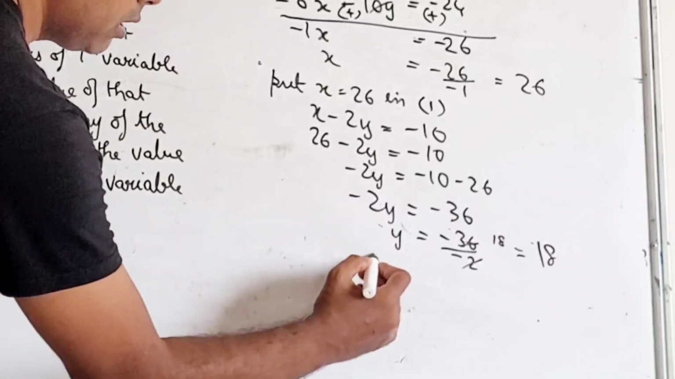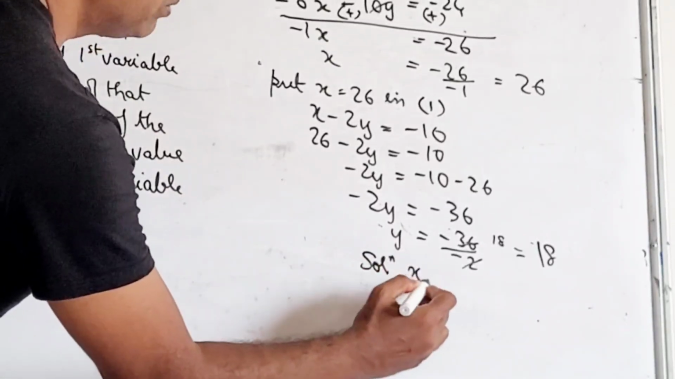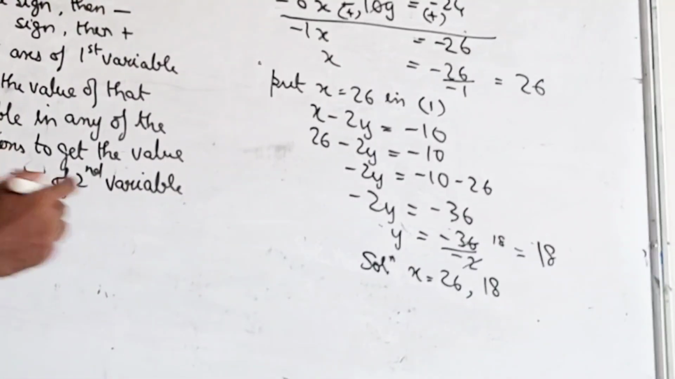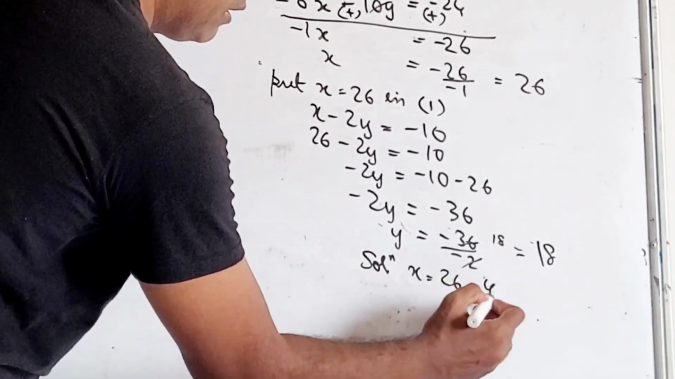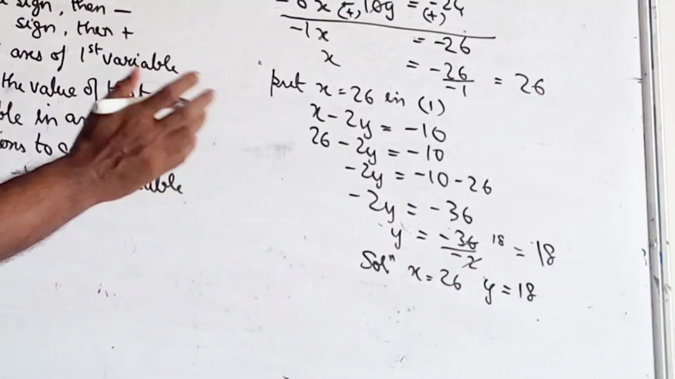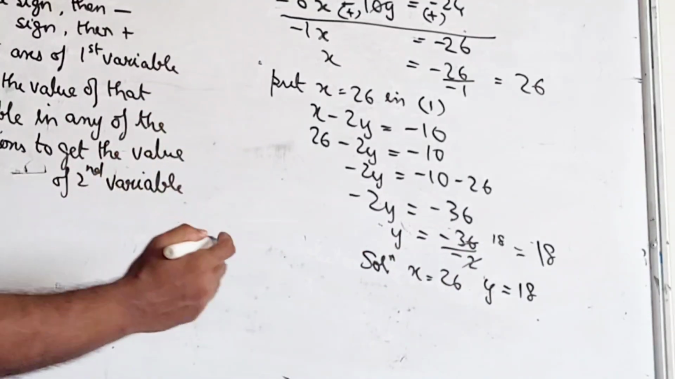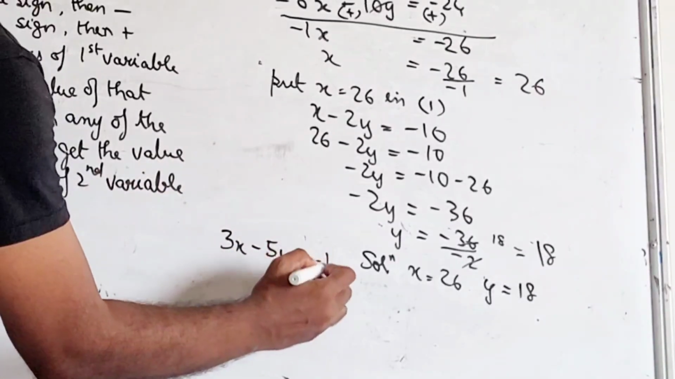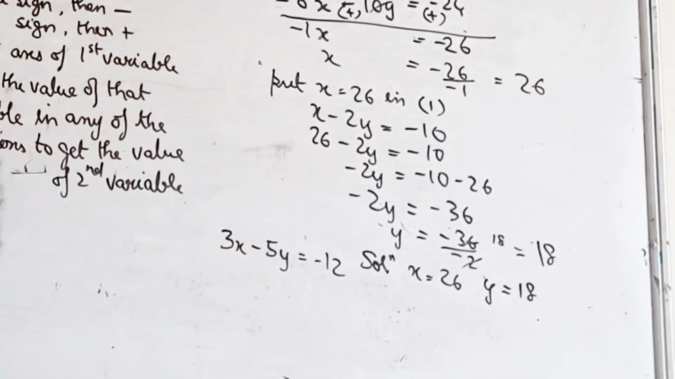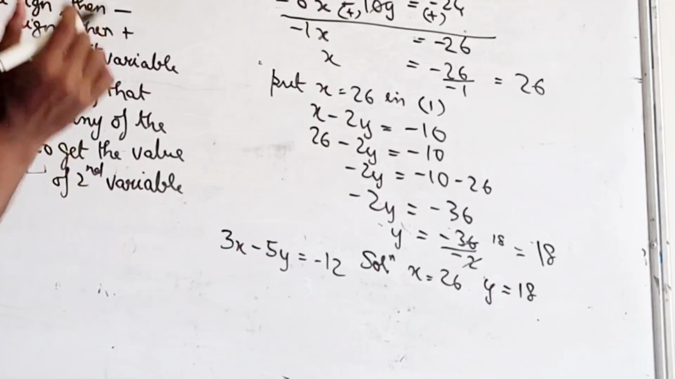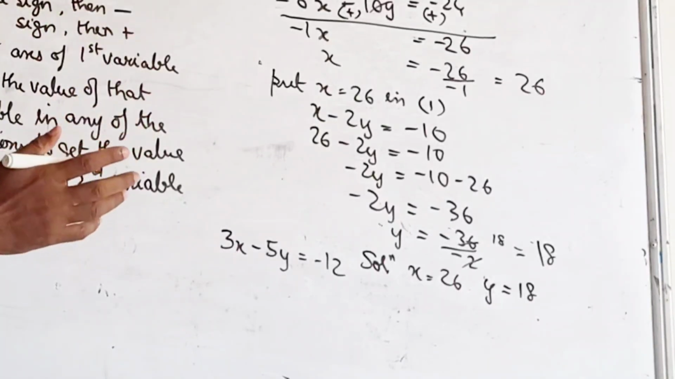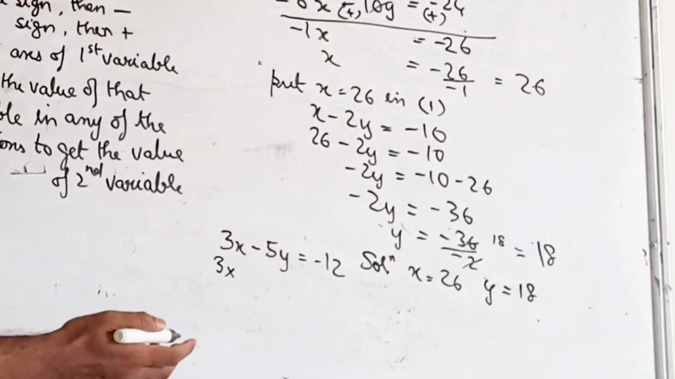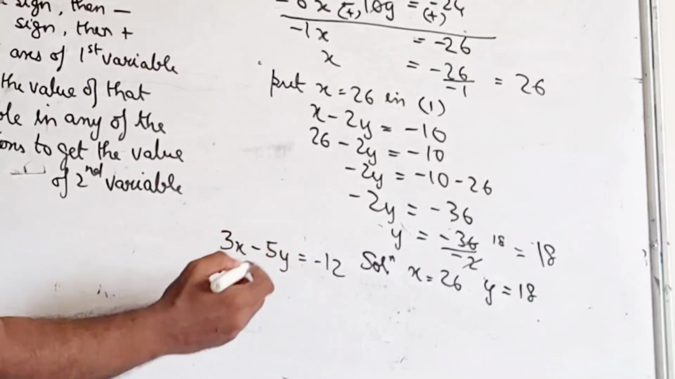So the solution: x would be equal to 26 and y would be equal to 18. Now the good part about these sums is, you can yourself check whether what you have done is correct or not by just substituting in any of the equations. So if I put it in the second equation, 3x plus minus 5y is equal to minus 12, and if LHS becomes equal to RHS, it means what I have done is correct. So you can just do the checking.